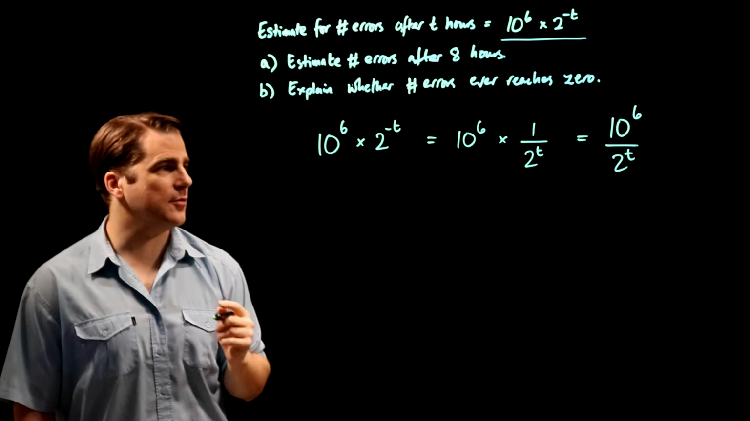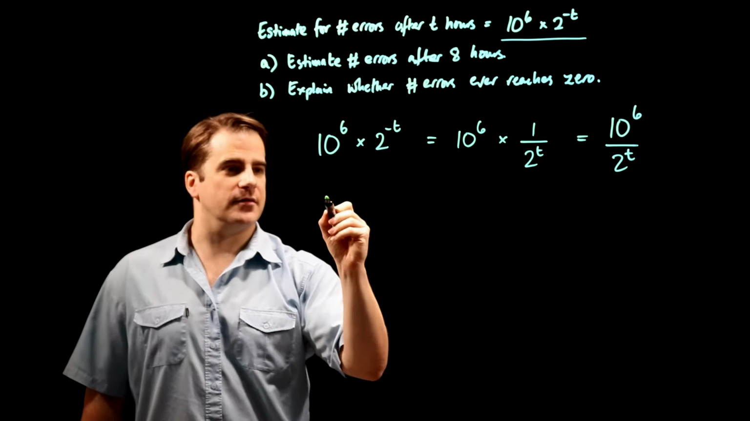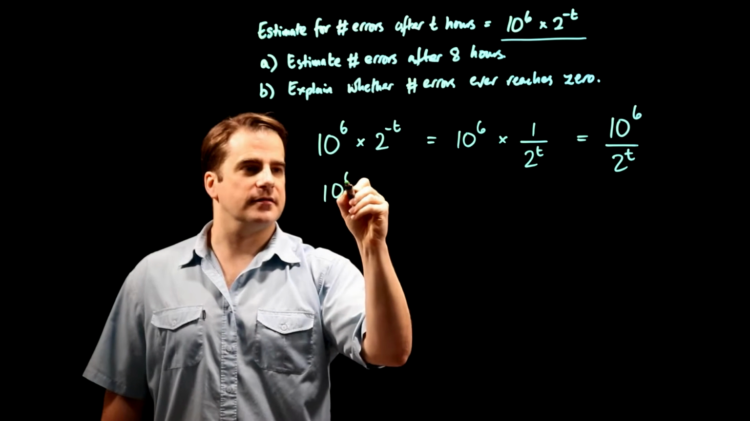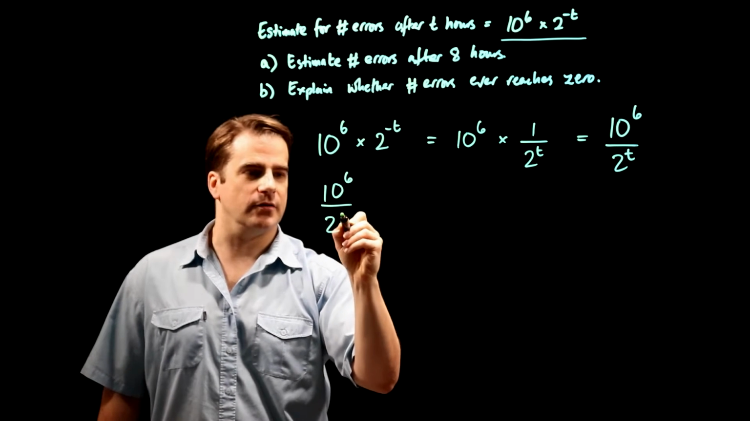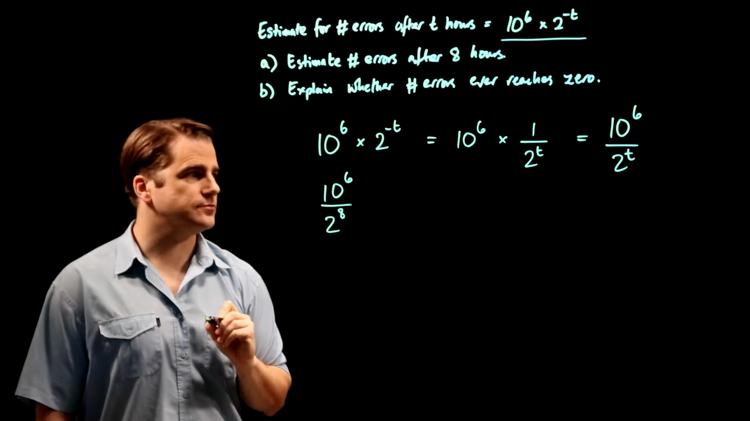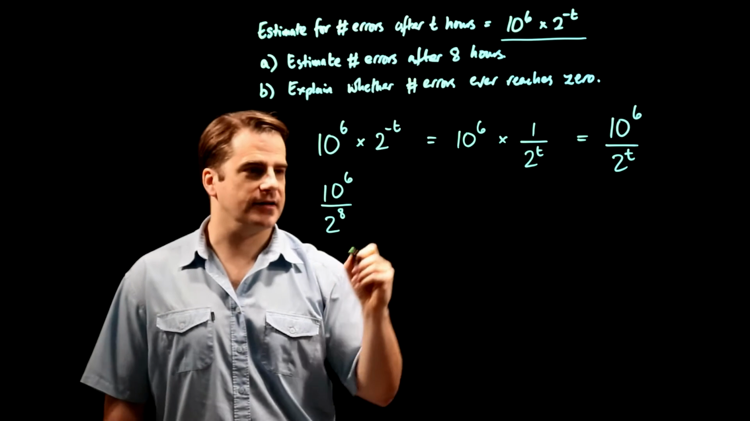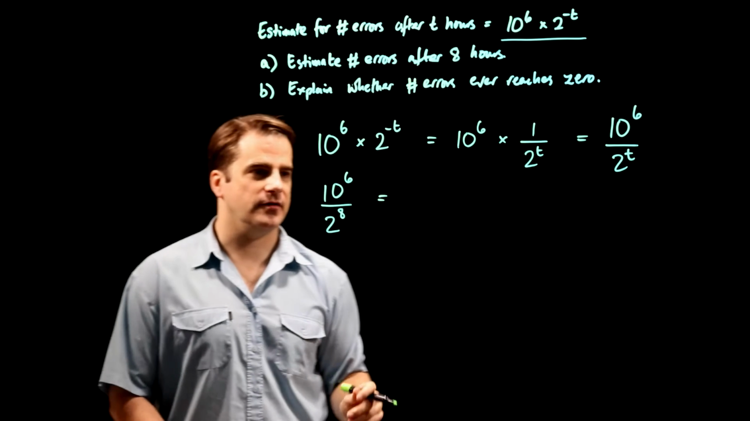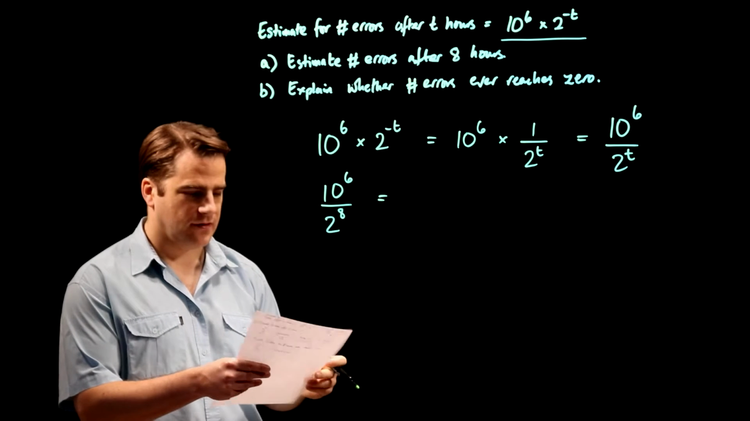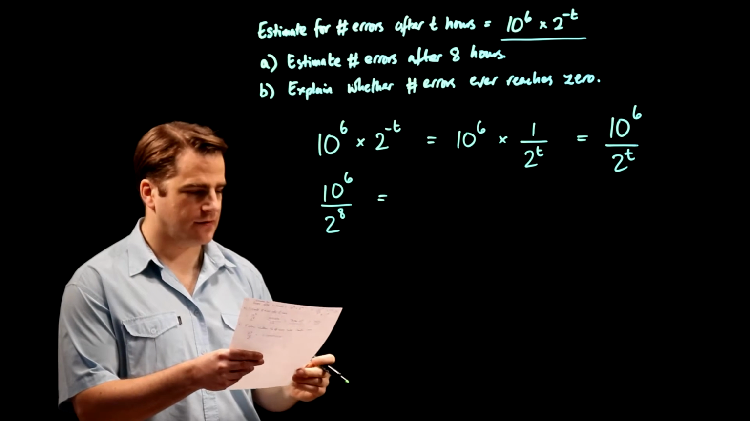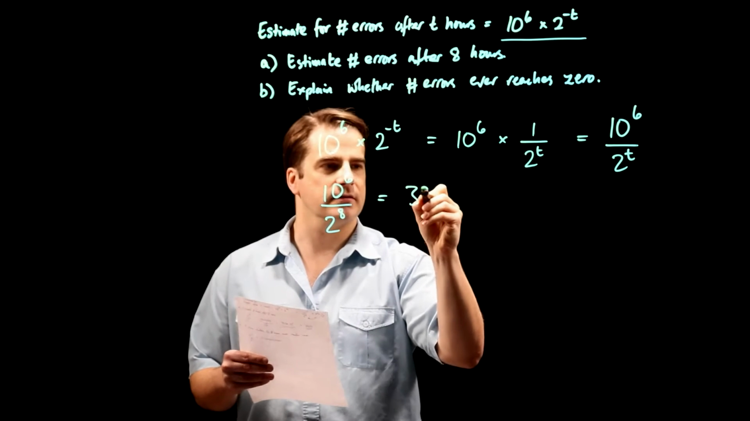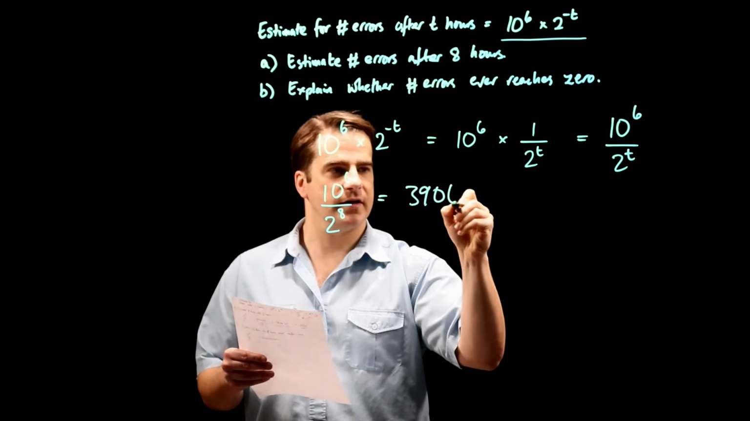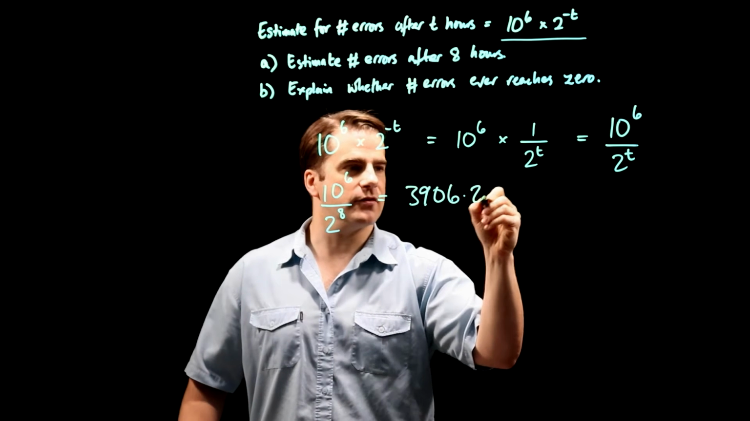Okay, no problem. So after 8 hours, it's 10 to the 6 divided by 2 to the power of 8. Stick it in your calculator. That's 1,000,000 divided by 256, which is 3906.25.